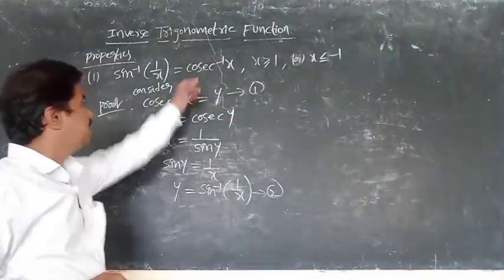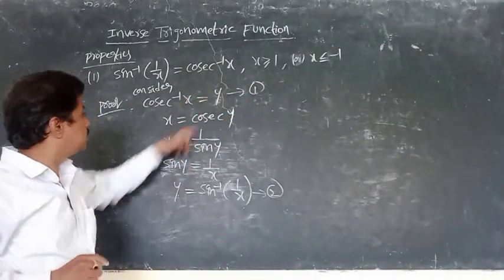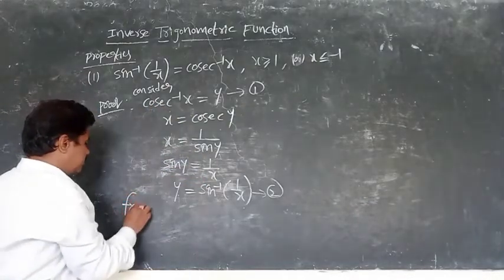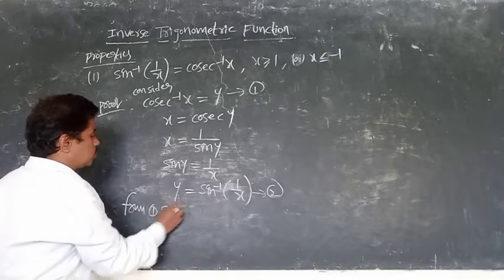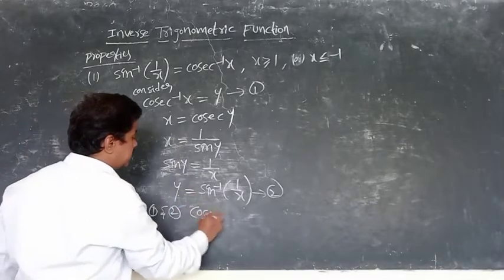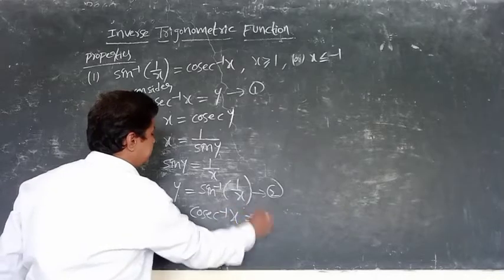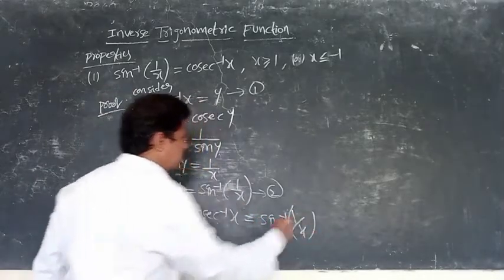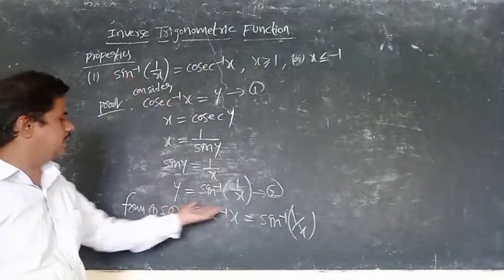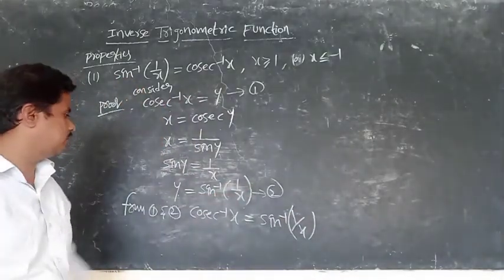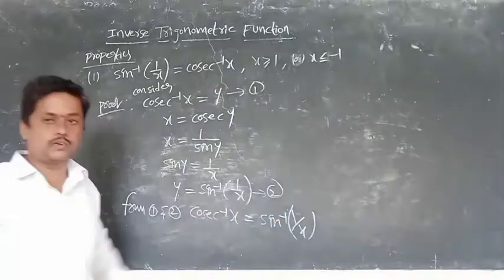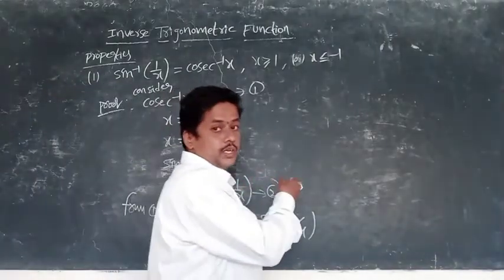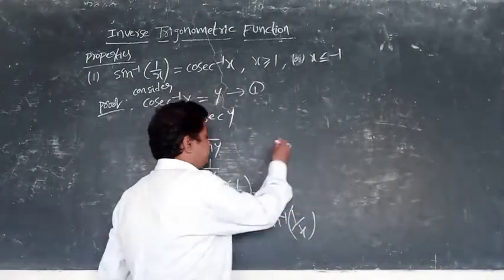From 1 and 2, see, this is y and this is y. Both are y, so we can equate these two things. So cosecant inverse x is equal to sin inverse of 1 by x. We can write sin inverse of 1 by x is equal to cosecant inverse x. How can you use this property? You can use it in some values like that.